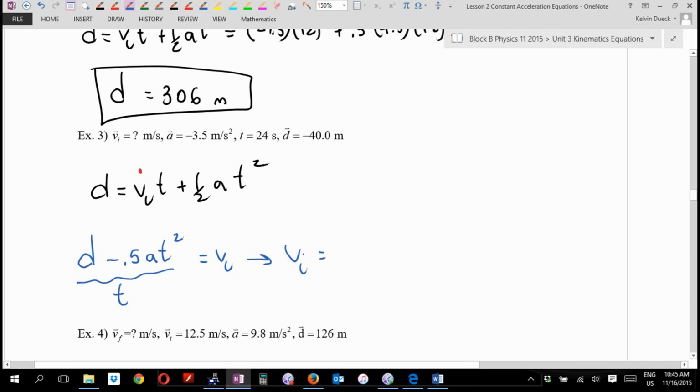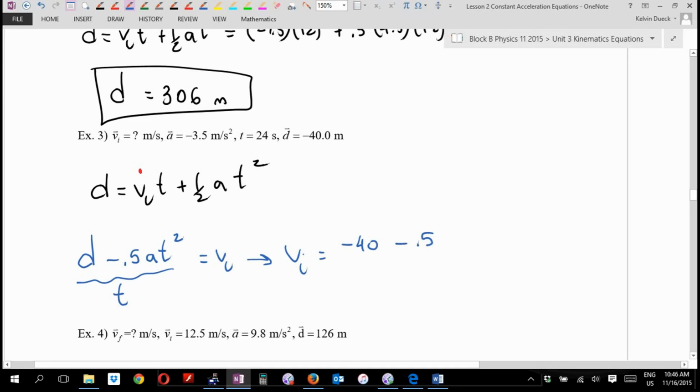Tyler, coming back to you. I'm going to now fill in the variables. What's D in this question? 40 minus 40. Negative. I guess we started behind the start line? Okay. Negative 40. Take away 0.5.